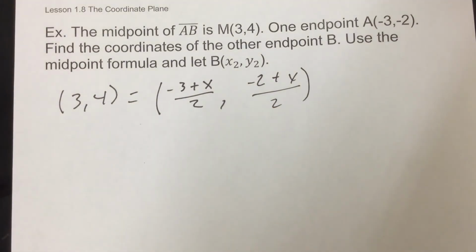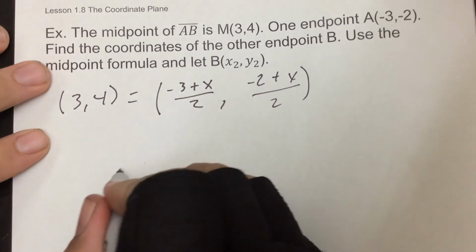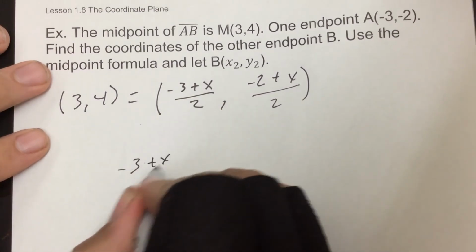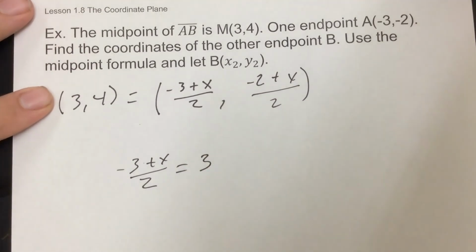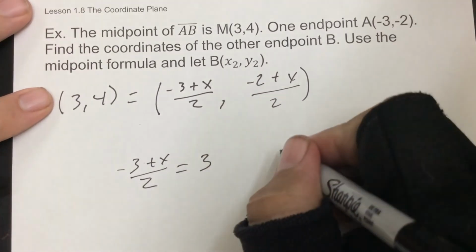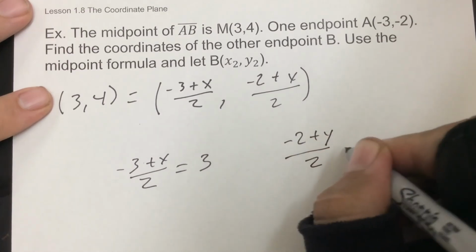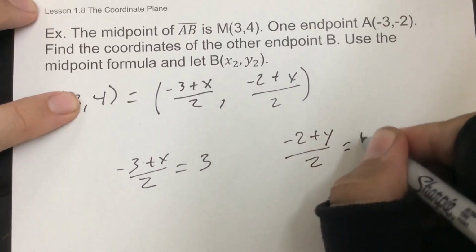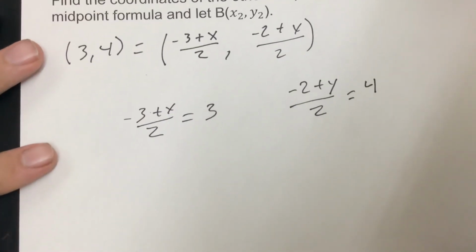And from there, we're going to break this into two different equations. So we're going to take the x part, so negative 3 plus x over 2, and set it equal to the x of the midpoint. The other side of this, we're going to do the negative 2 plus y over 2, and set it equal to the y of our midpoint, which is 4. And then we solve just like an algebra problem from there.